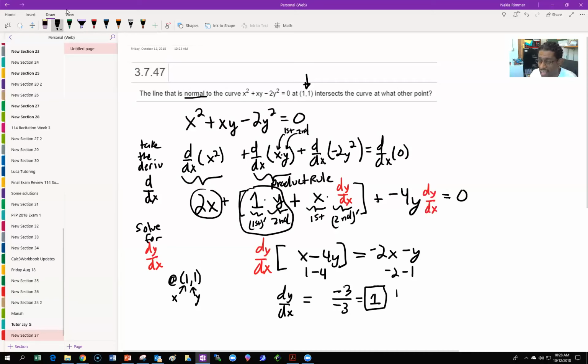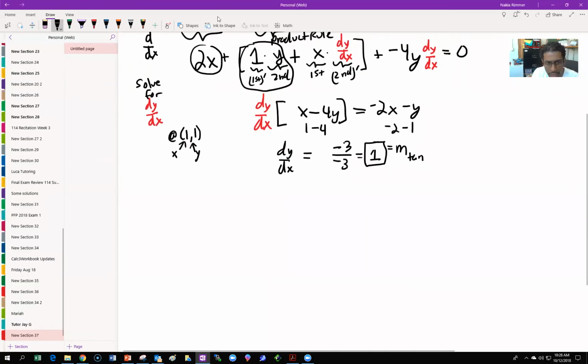Now remember, though, this is the derivative. This is the tangent line slope. It's not what we need. We need the normal line slope, and the normal is perpendicular to the tangent. Perpendicular lines have opposite reciprocal slopes, so our normal slope is going to be -1. We need the opposite reciprocal. Opposite, so it's positive, that makes it negative. Reciprocal of 1 is 1.